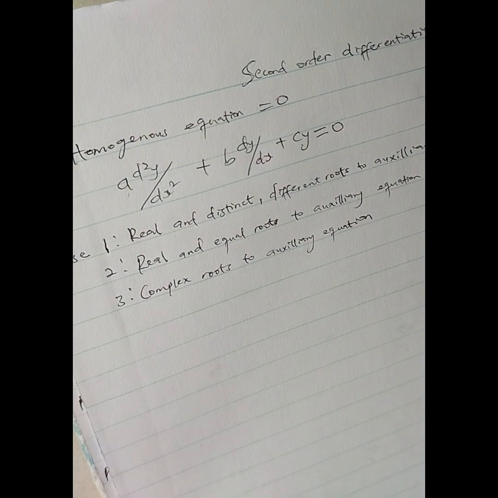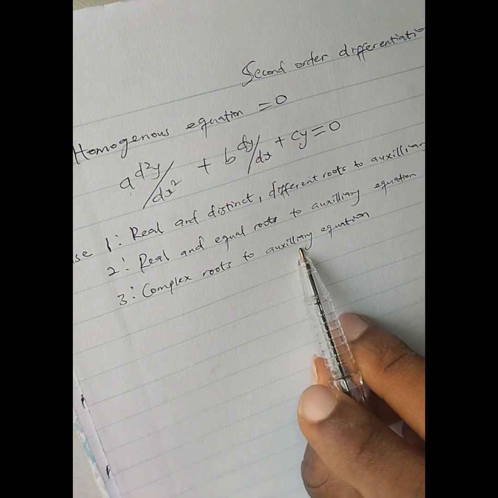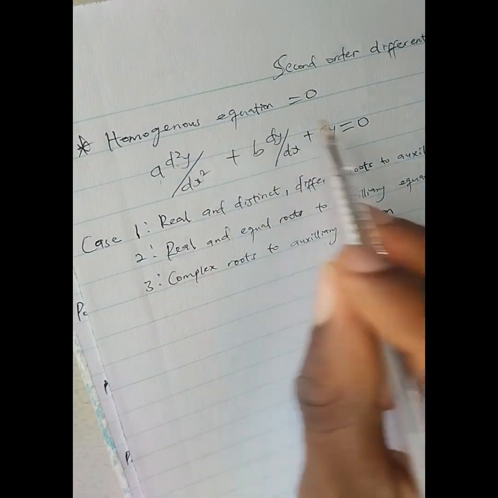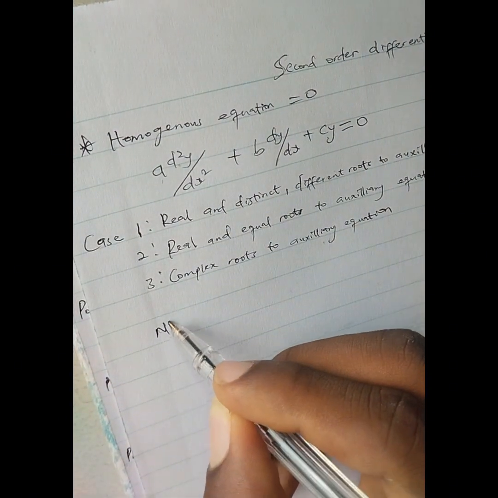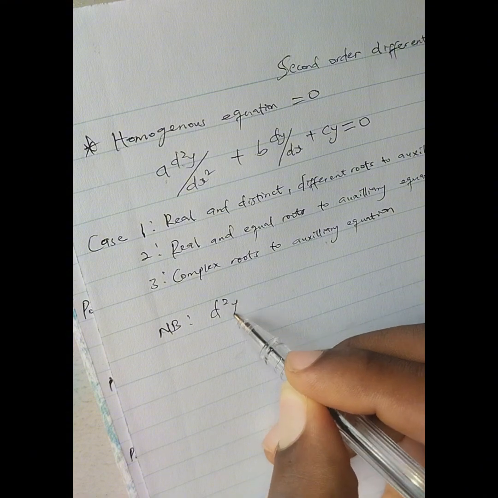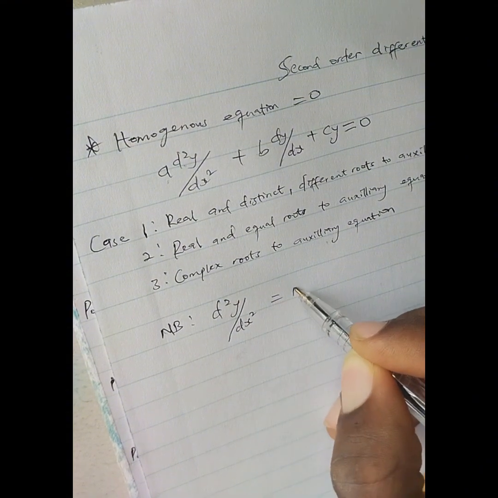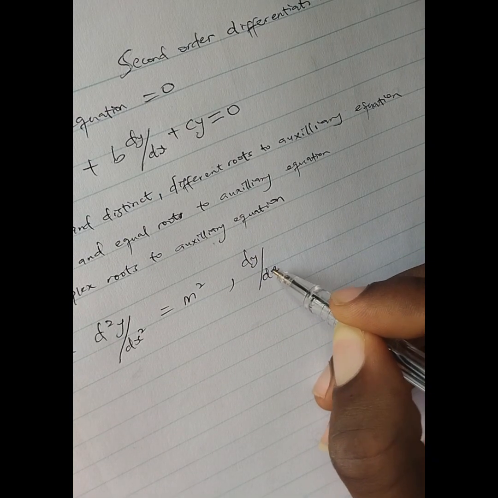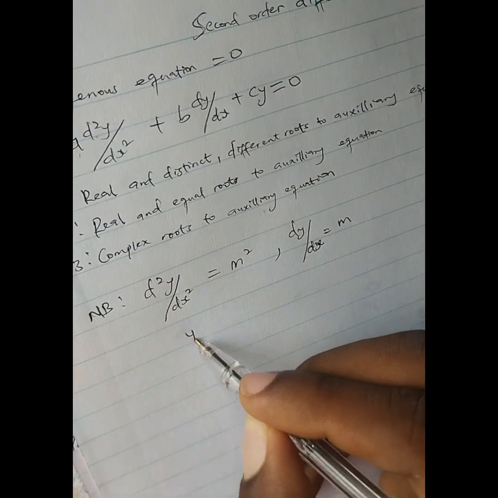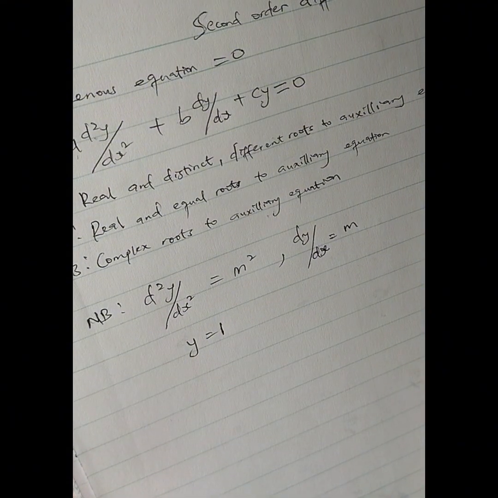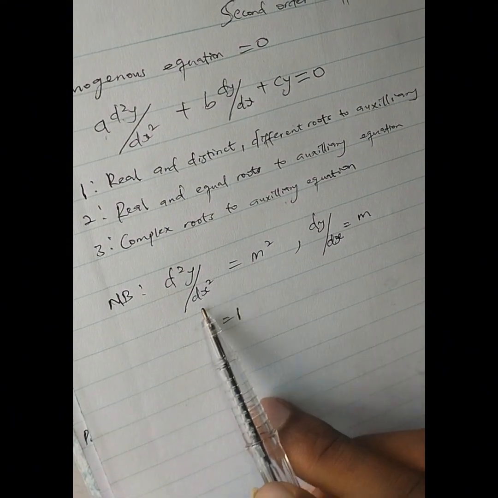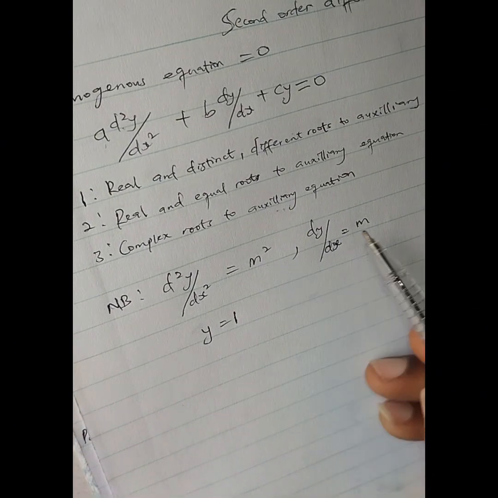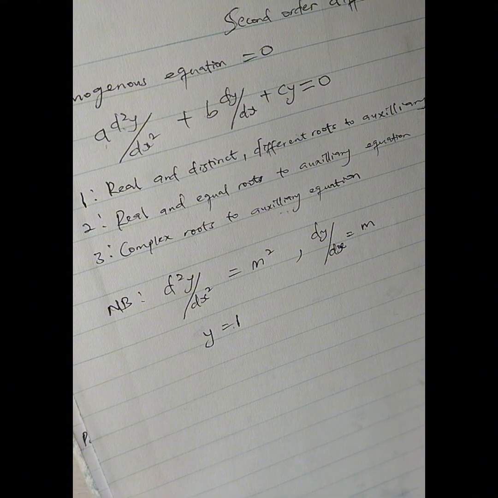Now, when you are solving an auxiliary equation, you must take note of some things. This equation I gave you, you should note that d squared y over dx squared is equal to m squared. Then dy over dx is equal to m, and y is equal to 1. So anyway, you see this, d squared y over dx squared, when you are solving an auxiliary equation, you will change them to m squared, m, and 1. That's how you do it.